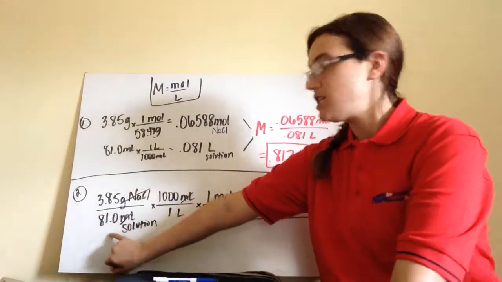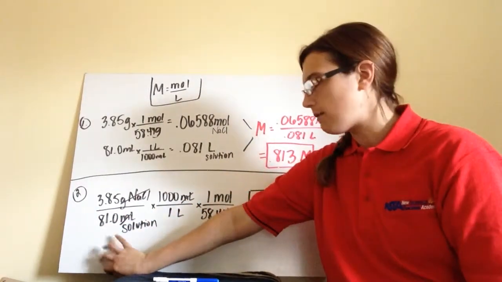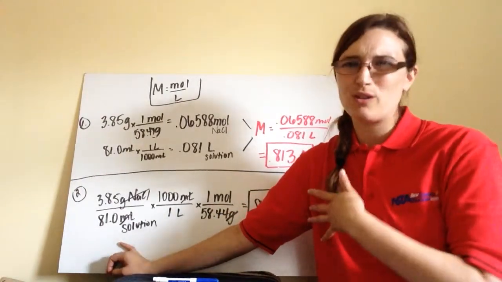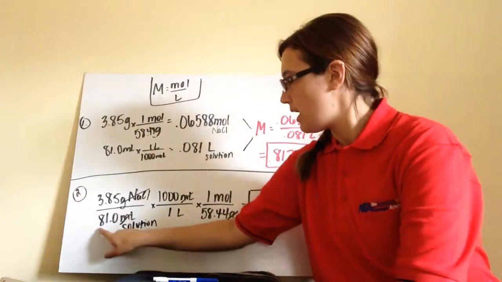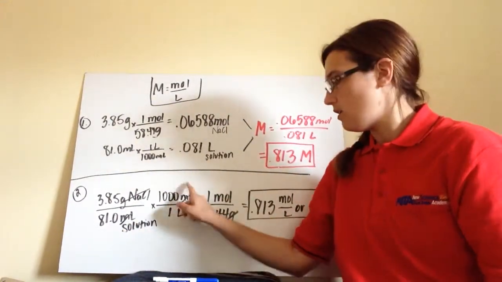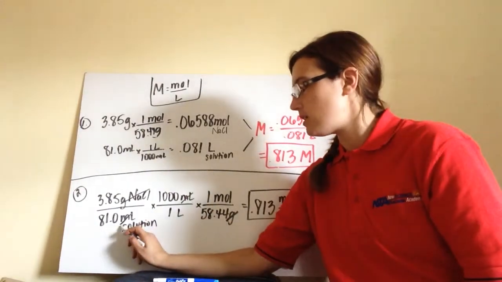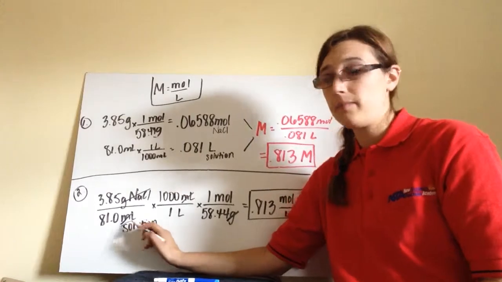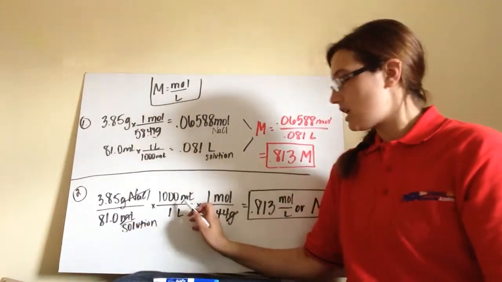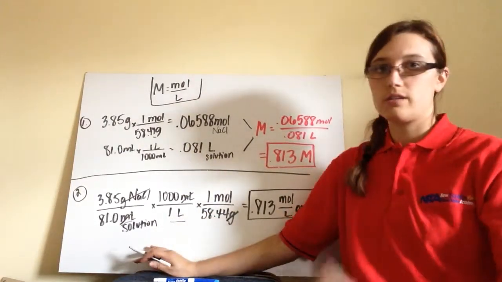So I actually started with my volume because volume is always just a little bit easier to convert. If you know, just by looking at this, that it's 0.081 liters, just put that on the bottom. But I started with milliliters, milliliters to liters. Okay, always use the 1,000. Now notice that because I want milliliters to cancel on the bottom, it has to be on the top. Okay, so my milliliters cancel, I have liters on the bottom. So my liters is good, right?